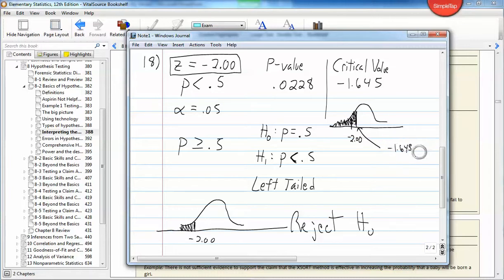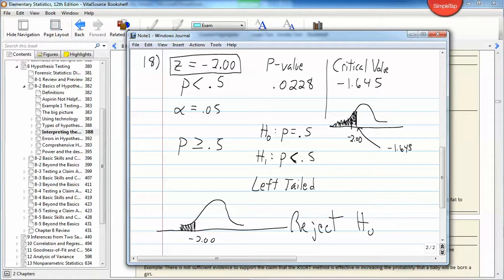This is the critical value. It's where the critical region starts. And then the test statistic, negative 2, would be inside that critical region. So again, we would reject H sub O. Either test gives you the same thing. To me, you don't have to draw a graph to do the p-value method. So when you can use the p-value method, you probably want to use the p-value method.